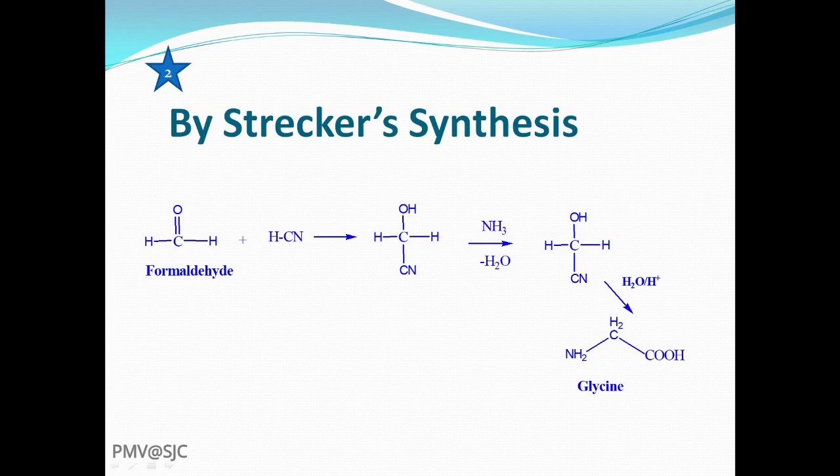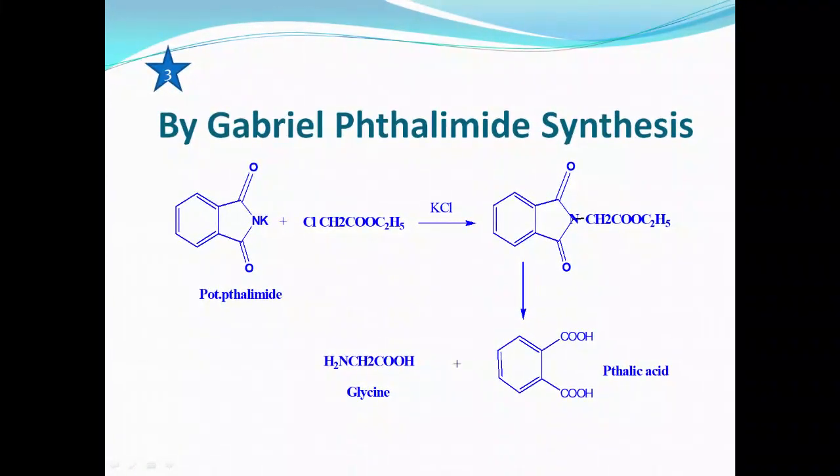Strecker synthesis is popular for the reason that it is so simple: you are able to generate any required amino acid by choosing the right aldehyde. This reaction can also be carried out under green conditions. The next synthesis is Gabriel phthalimide synthesis. This involves starting with potassium phthalimide and chloroacetic ester in the presence of HCl.